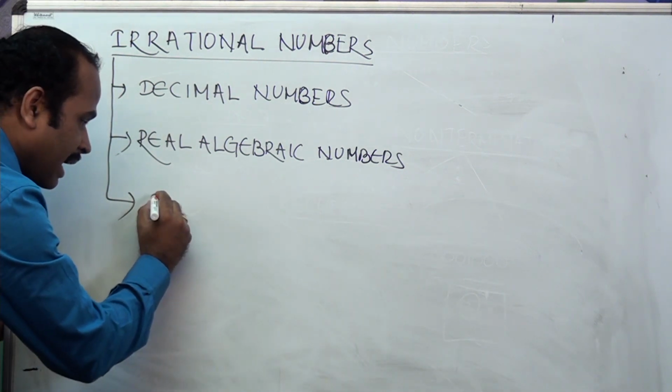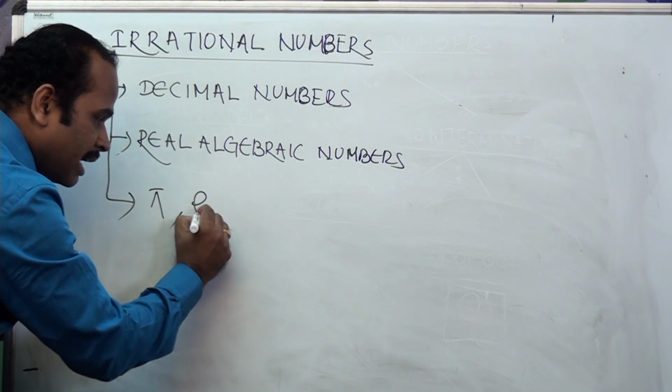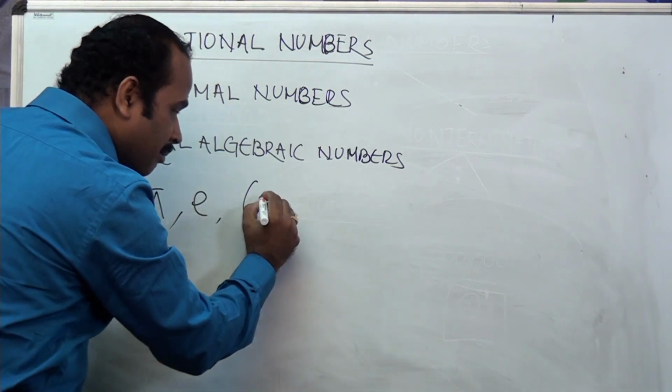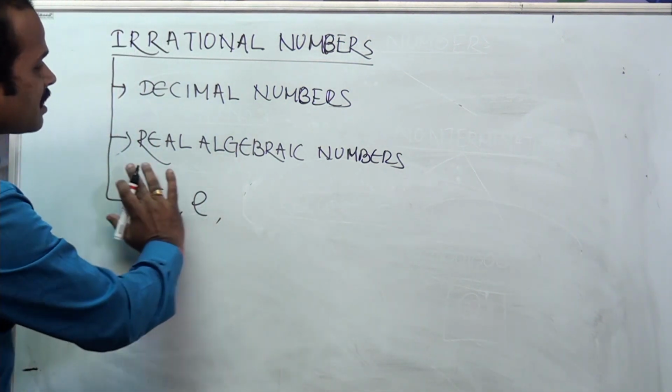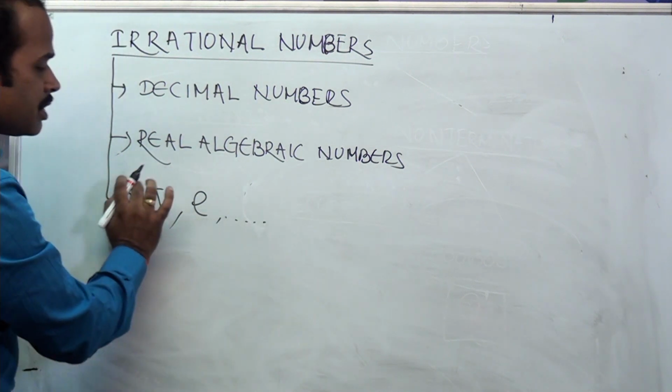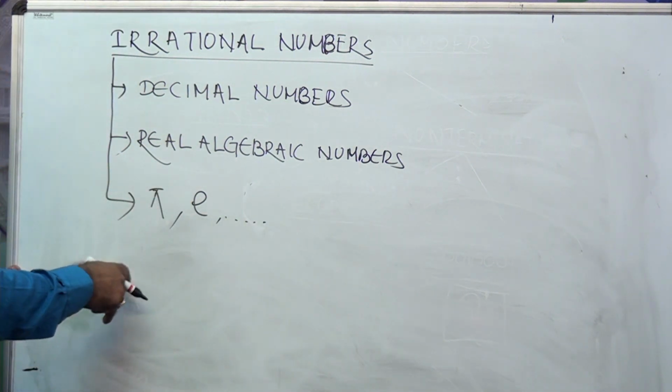For example, I can write it as pi, I can write e. These are the transcendental numbers. So these are some examples. We very often use this term pi. This pi is an irrational number.